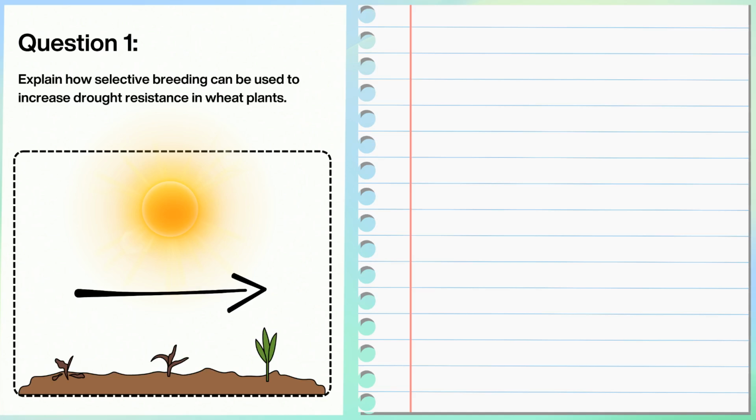Let's work through a question to consolidate our knowledge on selective breeding. Explain how selective breeding can be used to increase drought resistance in wheat plants. Pause here to have a go.